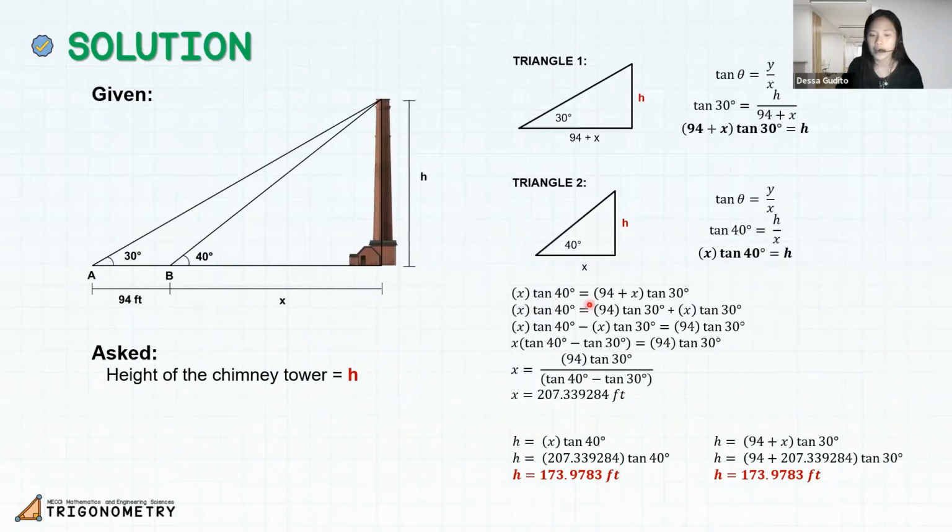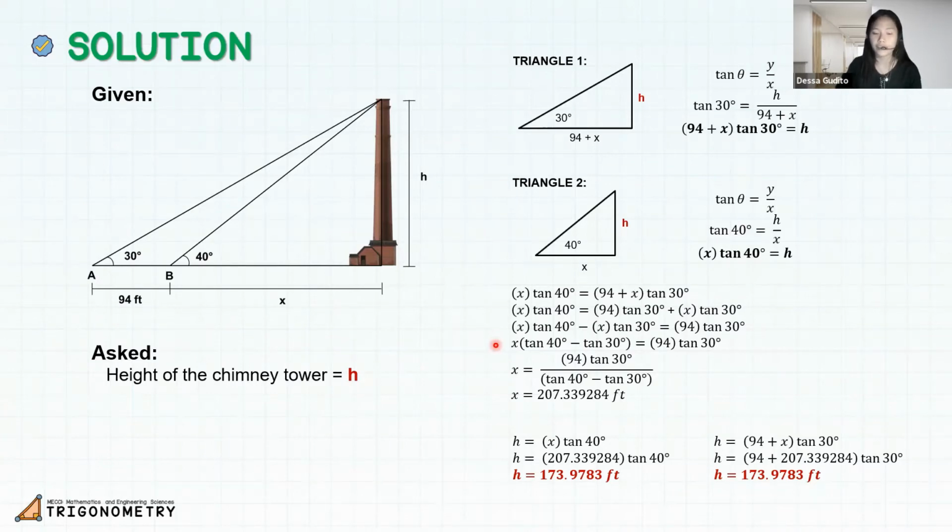So we isolate the term with the variable x on one side of the equation. As you can see right here, we distribute tangent of 30 to 94 plus x, and then we move all the terms with the variable x on one side of the equation, and the constant on the other side. Thus, we have here x times tangent of 40 minus tangent of 30 is equal to 94 tangent of 30.